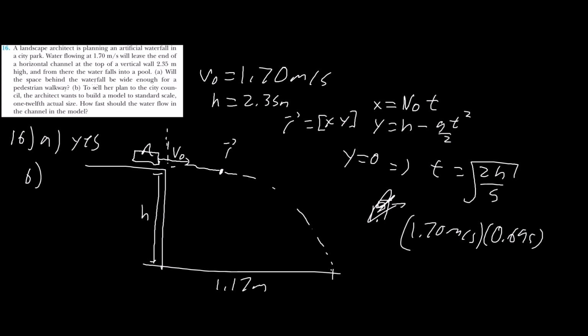All right, so let's see what part B is. To sell her plan, the city council argues it wants to build a model to a standard scale of 1/12 of the actual size. How fast should the water flow in this channel? So let me define x to be 1.17 meters, because that's what it is. And in order for this to be 1/12 of the whole model, that means that the height would have to be 1/12 of that, and x would have to be 1/12 of that.